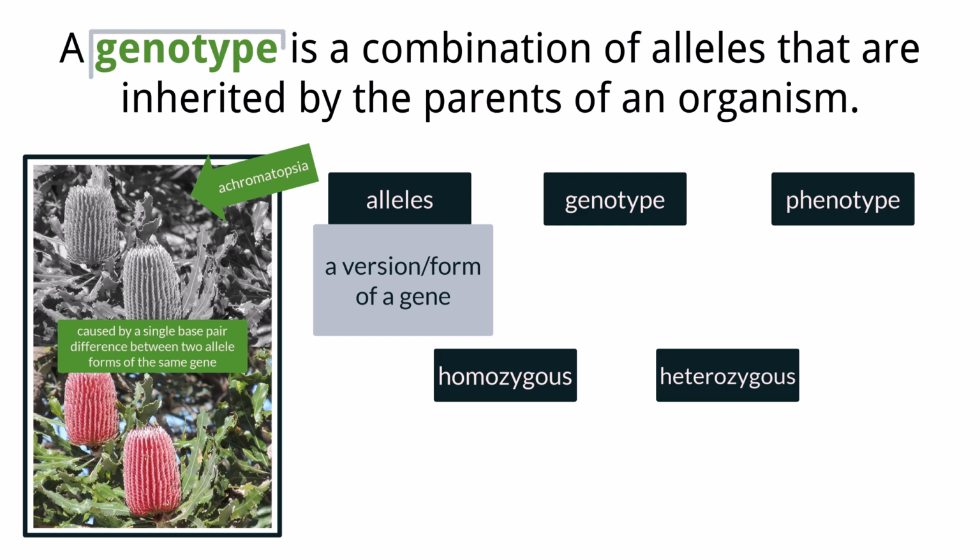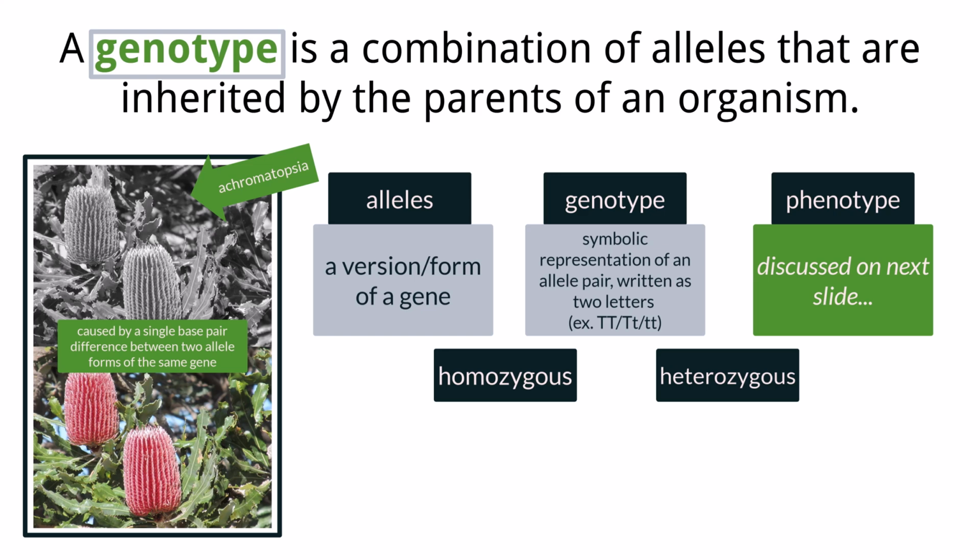A genotype is a symbolic representation of a pair of alleles, usually using letters. For example, uppercase T, lowercase t, or uppercase T, lowercase t. Genotypes are always expressed with 2 of the same letters that represent the same gene and the alleles that make up the genetic code for that gene.